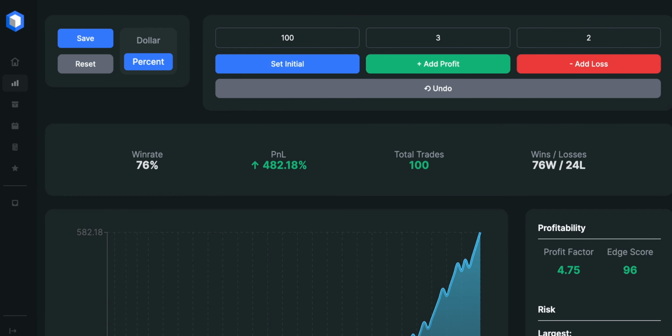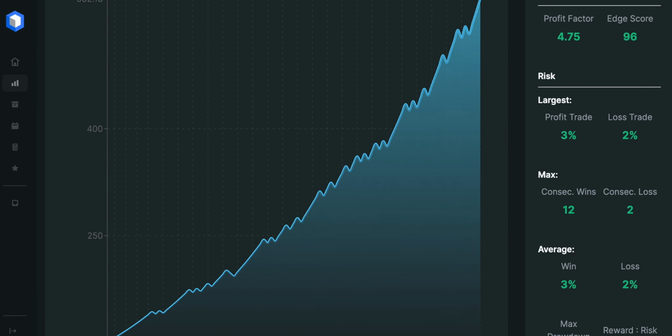Okay, so after 100 trades that I found within 4 months, the win rate for the strategy is 76%. We gained over 482% of profit on our account, which is truly unbelievable. The profit factor is 4.75 and we had 12 consecutive wins against 2 consecutive losses. So based on these numbers, I can say that the strategy is consistent and reliable.